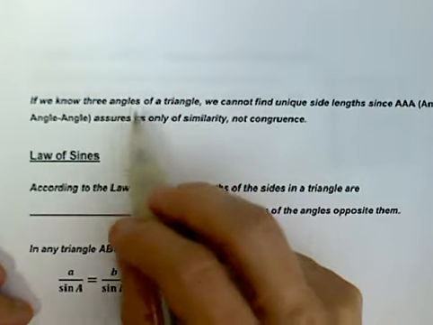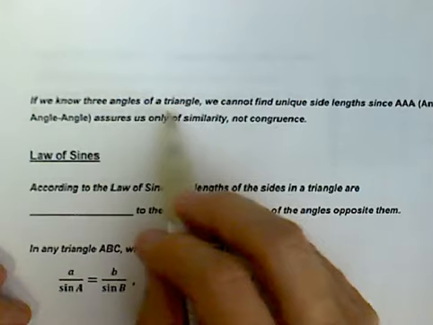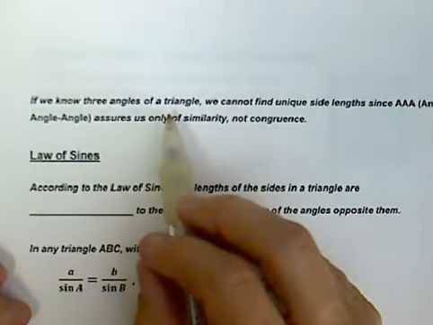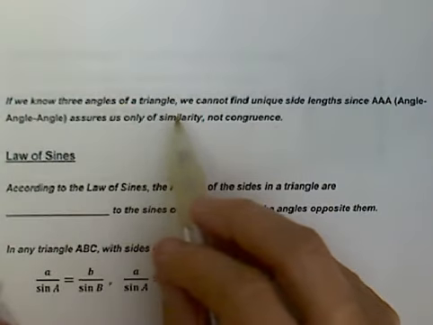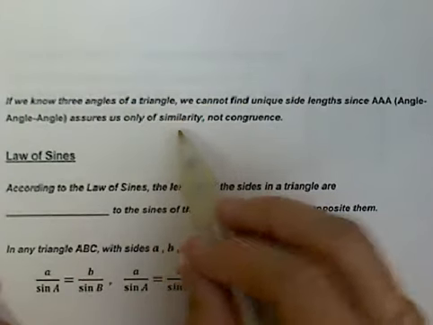The one case that isn't listed in here is AAA, which would be angle, angle, angle, because that doesn't give us a unique triangle. If we know the 3 angles in the triangle, we could have an infinite number of triangles that would satisfy that.